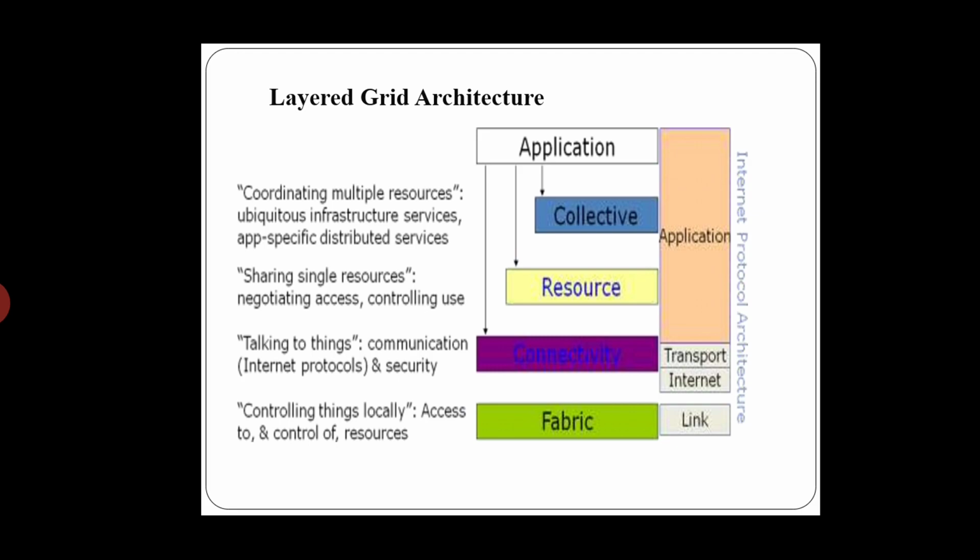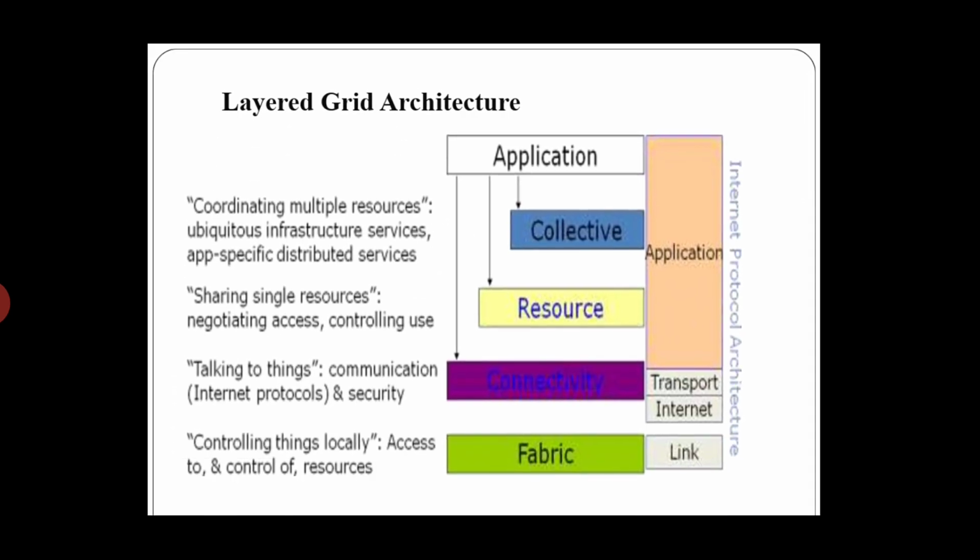In the layered grid architecture, it is coordinating multiple resources, ubiquitous, widely spread infrastructure services, and application-specific distributed services. Coming to the application layer, which includes different user applications: science, engineering, business and financials, and portals and development toolkits. It is supporting applications. These are the Internet protocol architecture.